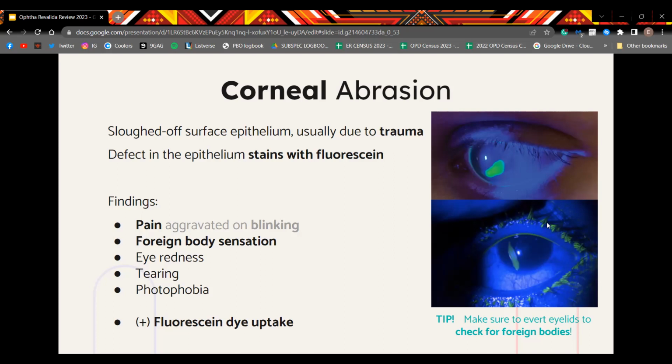So a tip would be to avert the eyelids to check for foreign bodies, especially if linear yung mga abrasion. So parang may gumagasgas sa harap ng mata. Could be na may na-stuck na foreign body dun sa eyelids. So it's important to remove that foreign body.